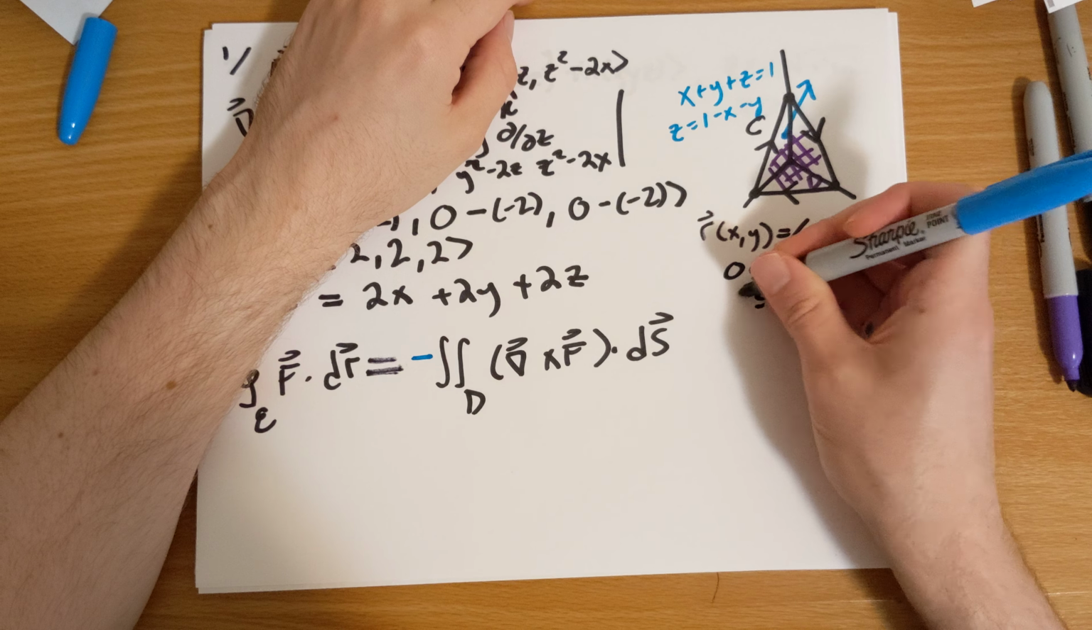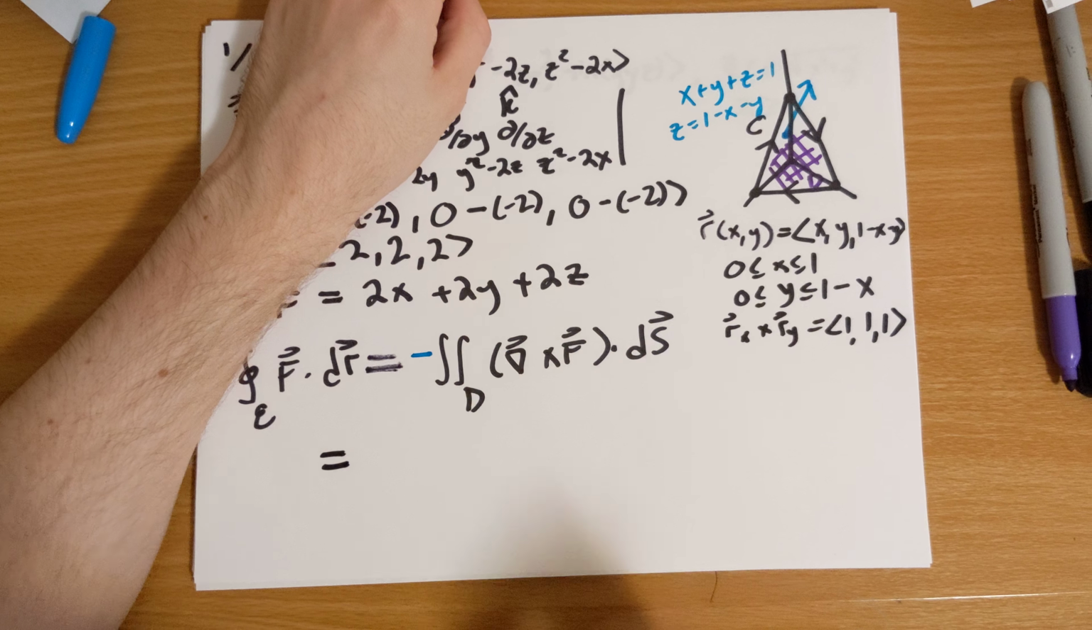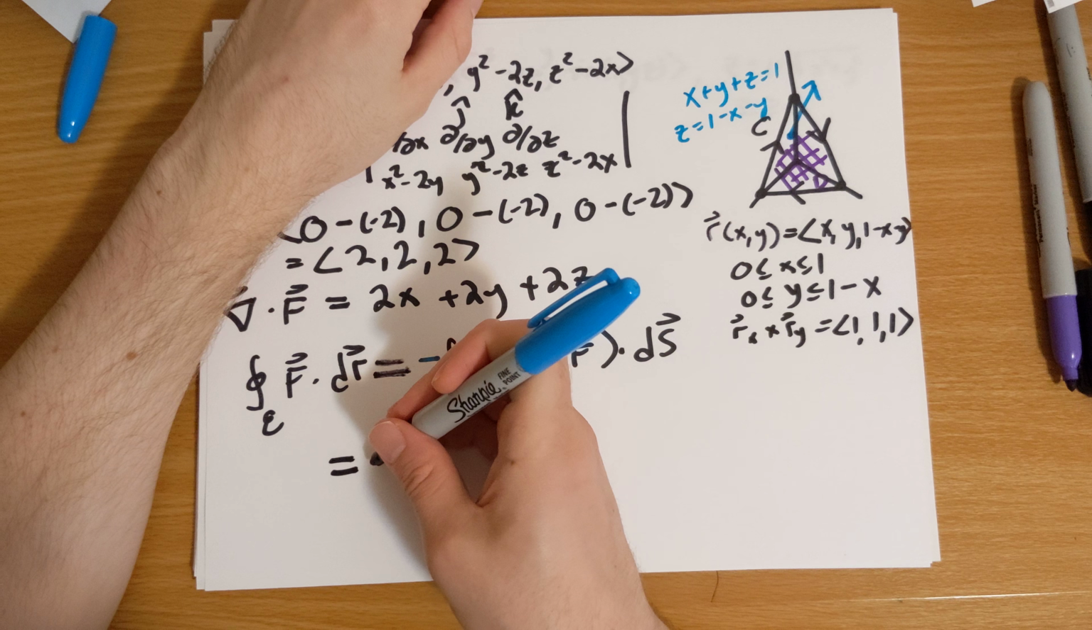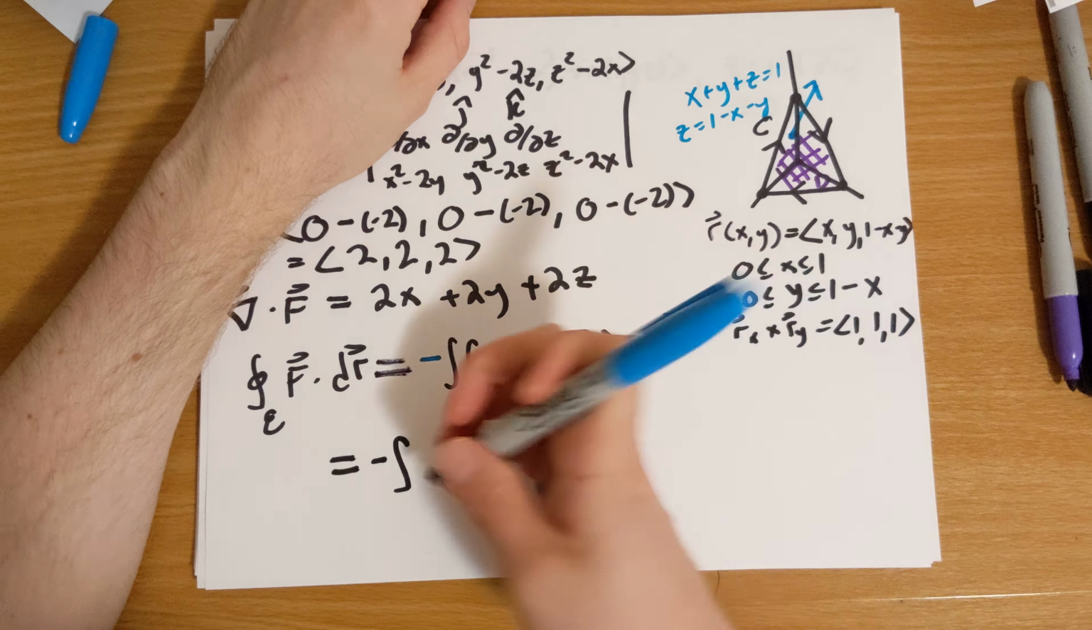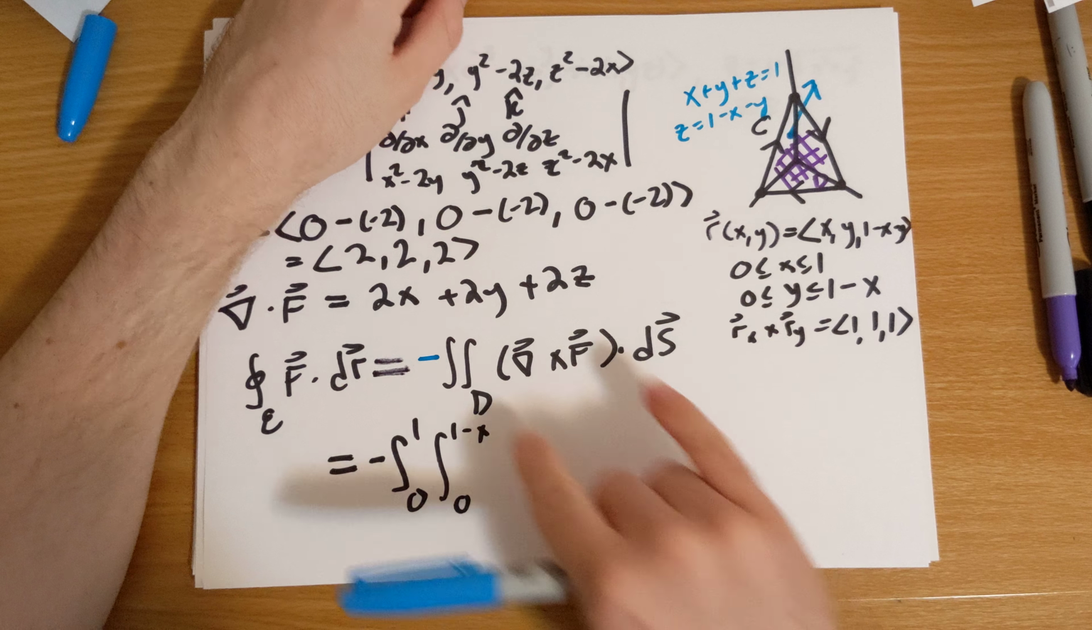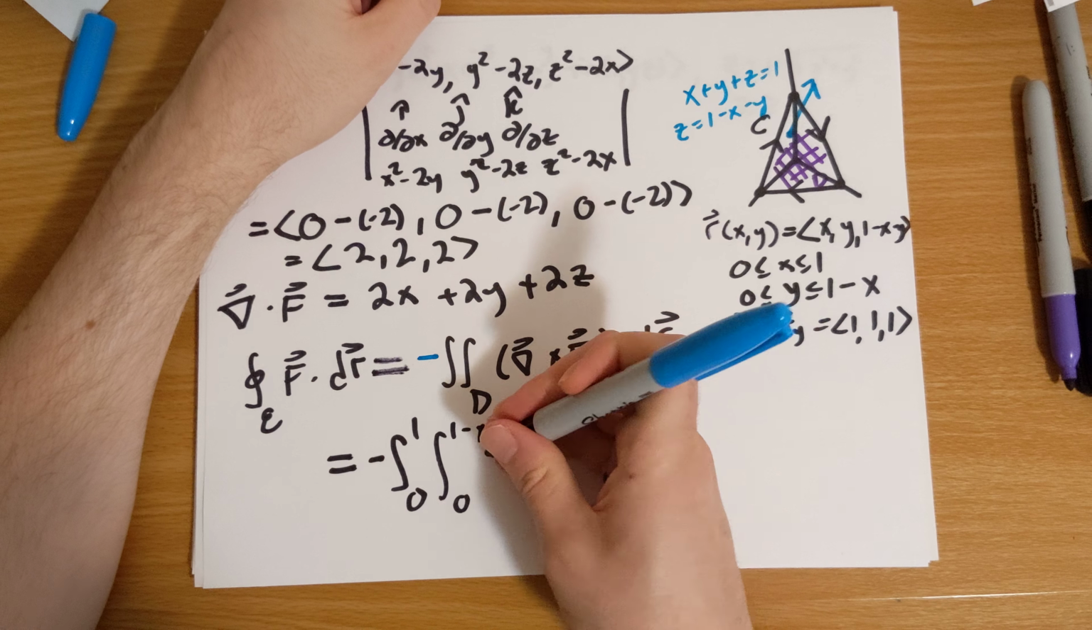A normal vector, all right, so r sub x cross r sub y ends up as (1, 1, 1). And so then we will be integrating, so our bounds, throw on the minus sign here, bounds x runs from 0 to 1, y runs from 0 to 1 minus x of the curl (2, 2, 2).